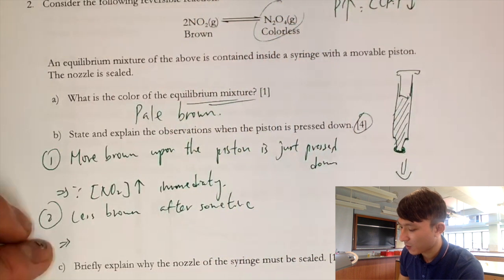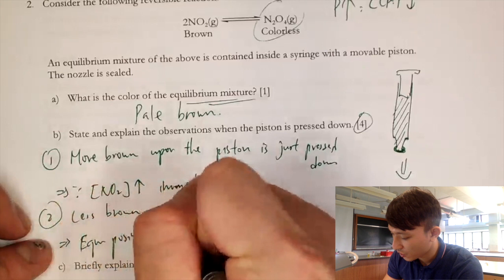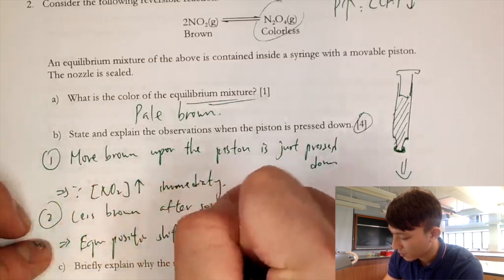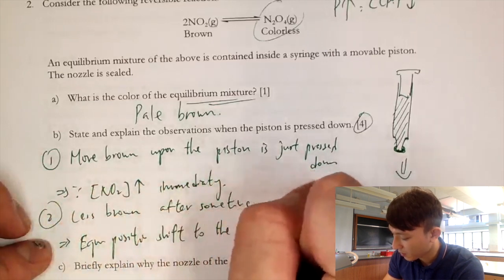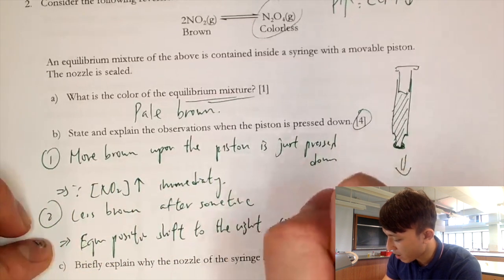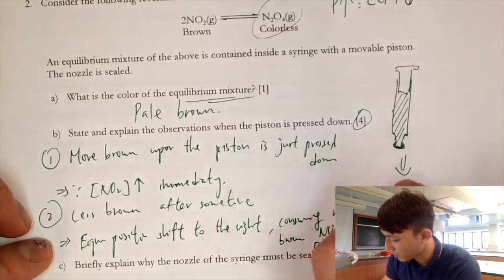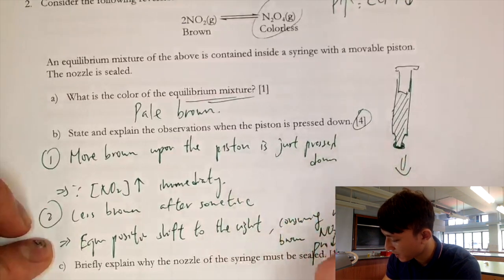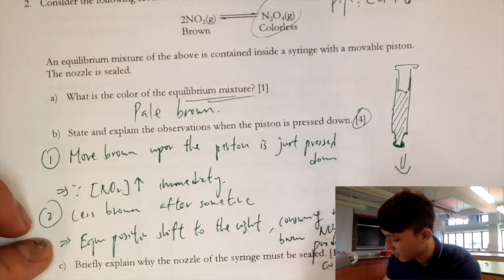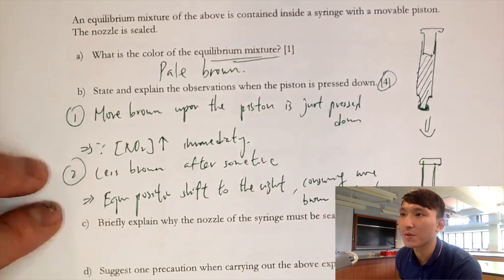Okay, so because the equilibrium position shifts to the right, consuming more brown NO2 to produce more colorless N2O4. Okay, so that would be the answer.